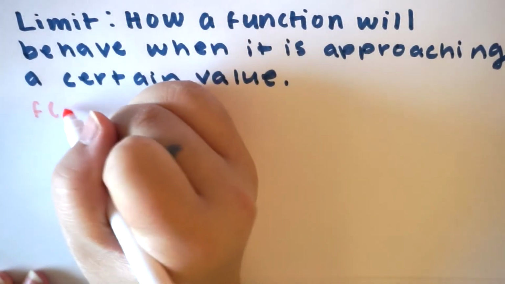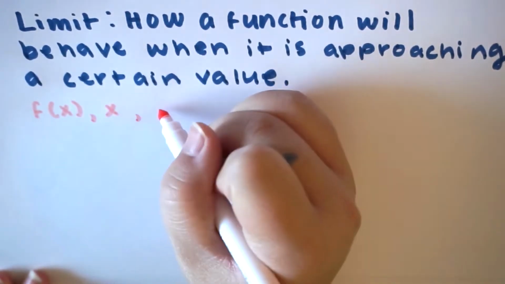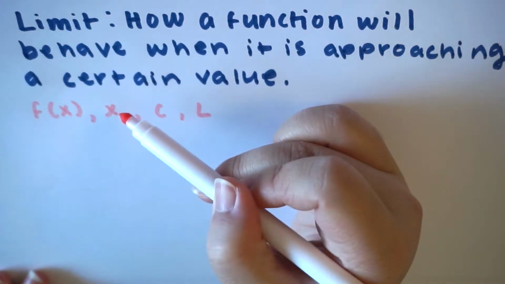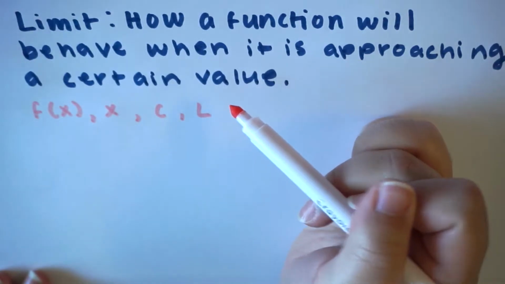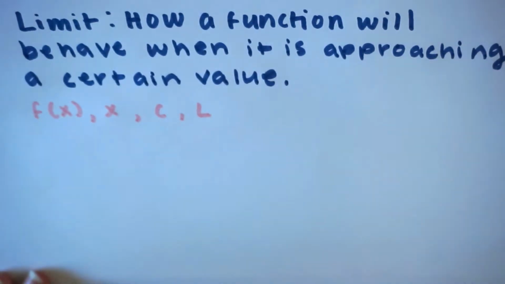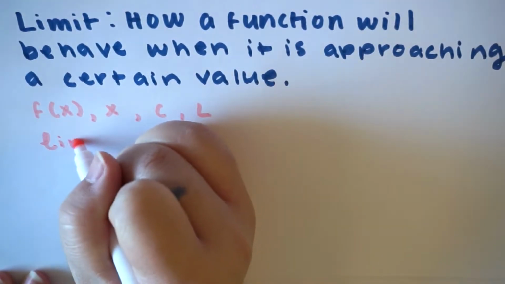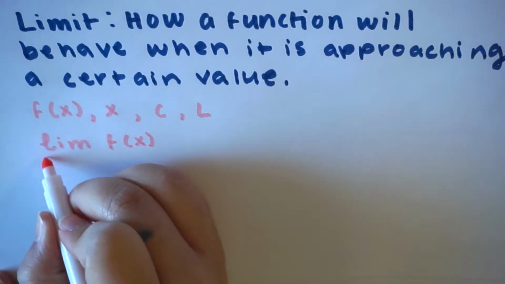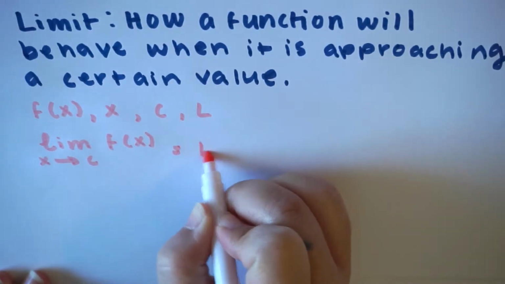So let's take the function f of x, the letter x, the letter c, and the letter l, where f of x is an equation, x is a number, c is the number that x is approaching, and l is the final limit. With these letters, let's create a basic equation for a limit. So let's take the limit of an equation f of x as x is approaching some value of c, which will result in l.